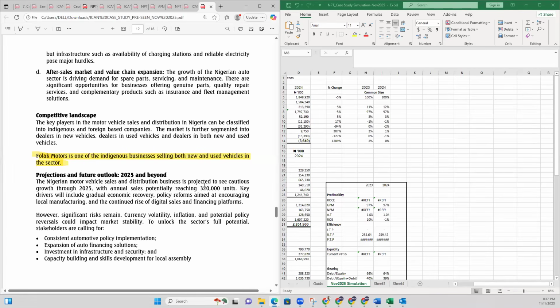However, significant risks remain. Currency volatility, inflation, and potential policy reversals could impact market stability. To unlock the sector's full potential, stakeholders are calling for: 1. Consistent automotive policy implementation. 2. Expansion of auto financing solutions. 3. Investment in infrastructure and security. And 4. Capacity building and skills development for local assembly.